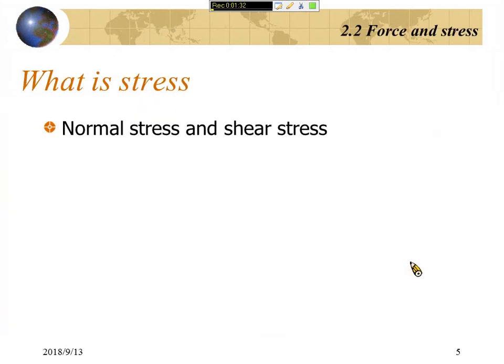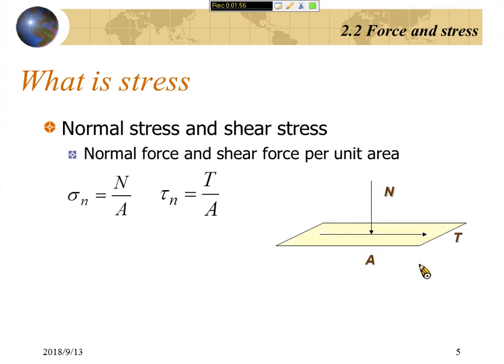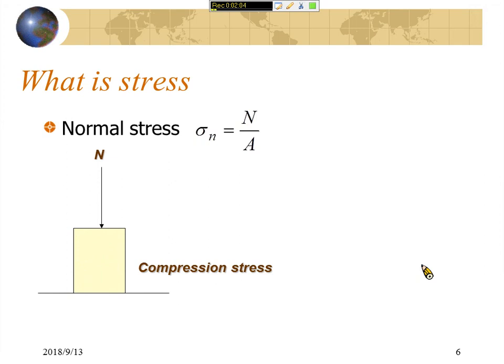So what is stress? In general the stress will be the force divided by area, and we will have two kinds of stresses. One is normal stress, and the other will be the shear stress. I will go through it quickly. So it will be the normal force and shear force per unit area. So it will be very simple. So the normal stress will have the compression stress and tension stress.